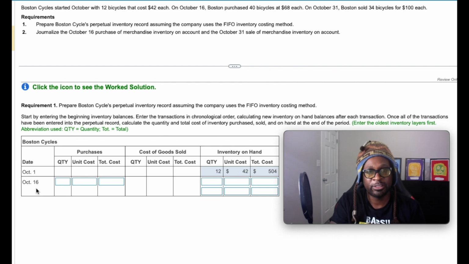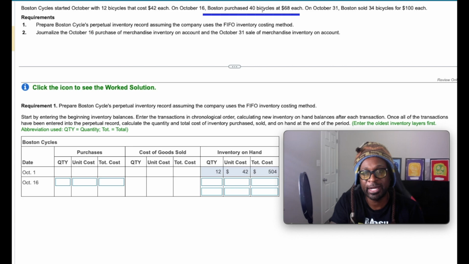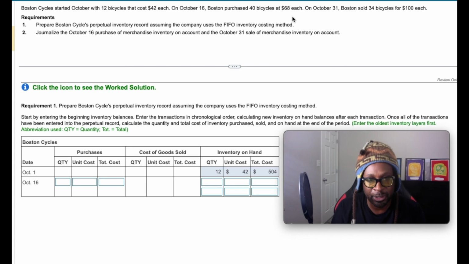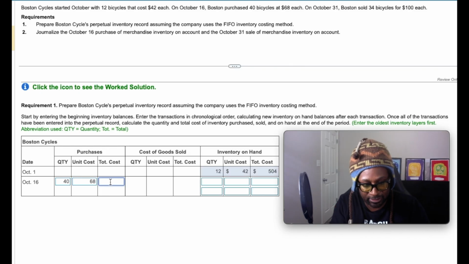Next, we are going to go to the October 16th transaction. What happened on October 16th? On October 16th, it said that Boston purchased 40 bicycles at $68 each. So we have to account for the purchase. So during October 16th, we made a purchase of an additional 40 bicycles, and they told us that the unit cost for those bicycles was $68 each. So if we multiply that times the quantity, that'll give us the total cost of $2,720, gang.